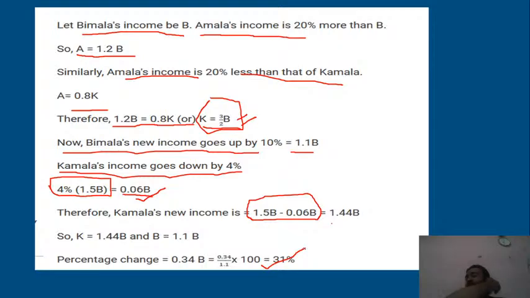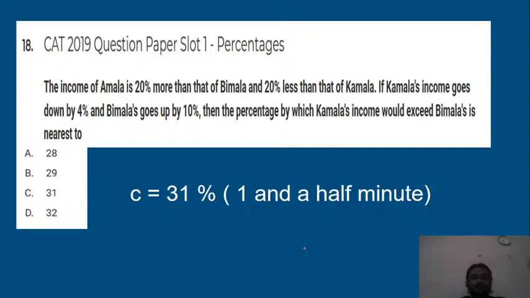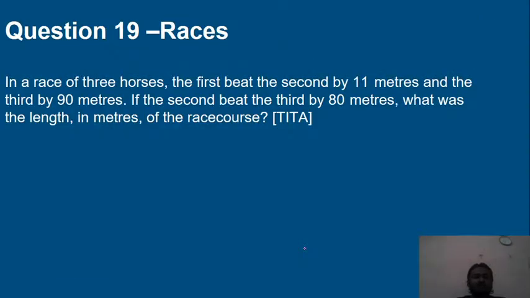That was a 1.5 minute question, guys, but technically speaking you could have solved this in 1 minute as well. So the answer is C, which is 31%. Now the 19th question, races. I'm going to give you 2 minutes and then we'll solve it.